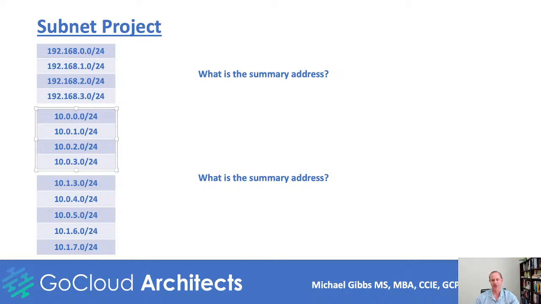So I'll help you folks with it. What does this aggregate summary look like? Because this is basically the summary route that you're going to see on your router. It's going to look like this: 10.0.0.0/23. So what we were doing before is going from big to little. Now we're going the opposite direction, from little to big.